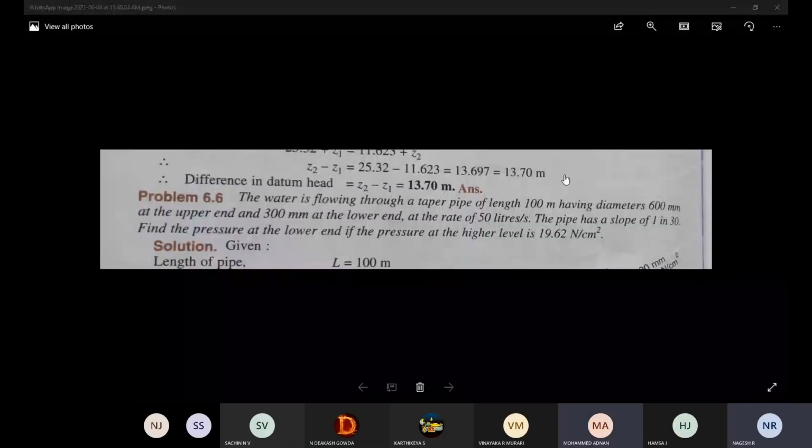Okay, length 100 meter. The water is flowing through a taper pipe of length 100 meters. Okay, a taper pipe. I will project the screen towards the right. Just one minute.